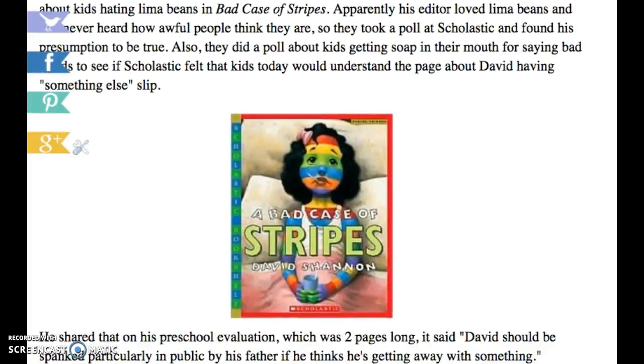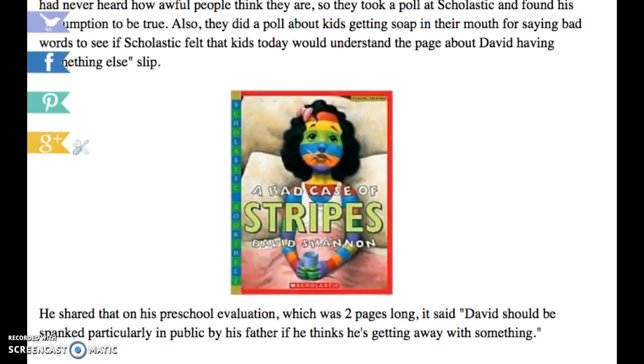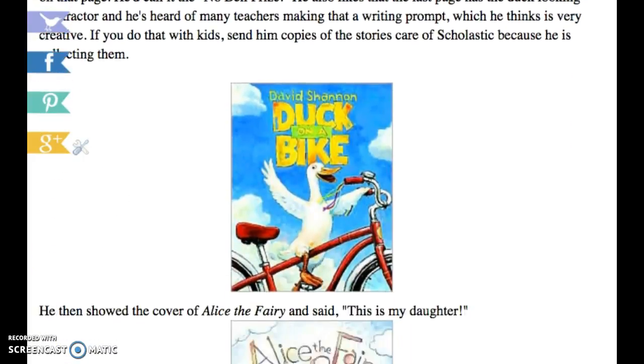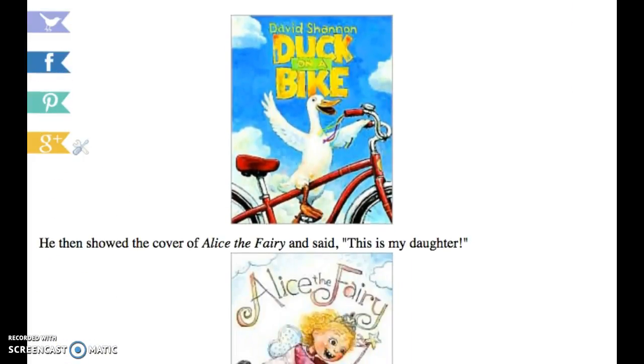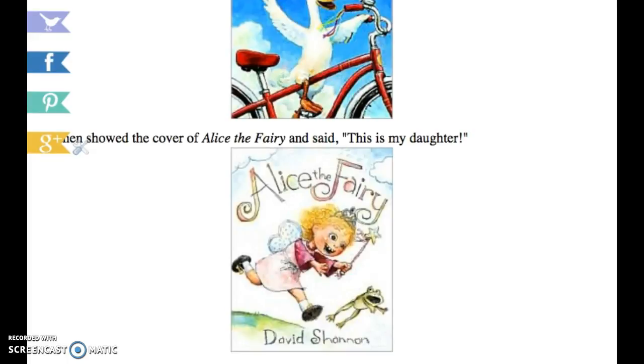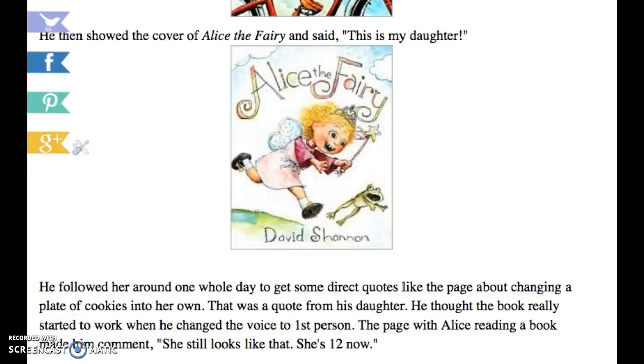He also wrote A Bad Case of Stripes. And when he goes on school visits, he likes to read this one to the students and talk about how they feel when they're sick, because that's something every child can relate to. He wrote Duck on a Bike. All of these are usually published by Scholastic. That's his publishing house that he usually works with. And Alice the Fairy. And Alice the Fairy was written for his own daughter.